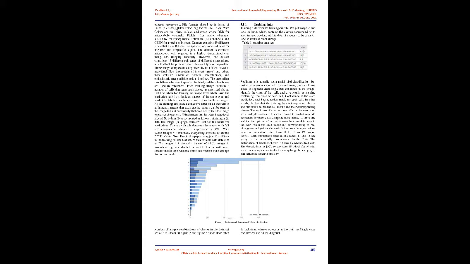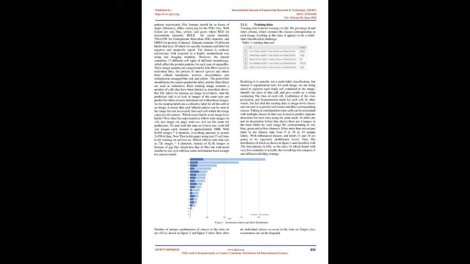As Table 1 and its description before that show, there are 4 images in the train folder for each image ID, corresponding to red, blue, green, and yellow channels. It has more than one unique label in the dataset, from 0 to 18, as 19 unique labels. It is an imbalanced dataset, and labels 11 and 18 are going to be especially problematic. The distribution of labels is shown in Figure 1 and classified with the descriptions in 10. Class 18, which is found with very few examples, is actually the everything else category. It can influence the labeling strategy. Figure 1, imbalanced dataset and label distributions.